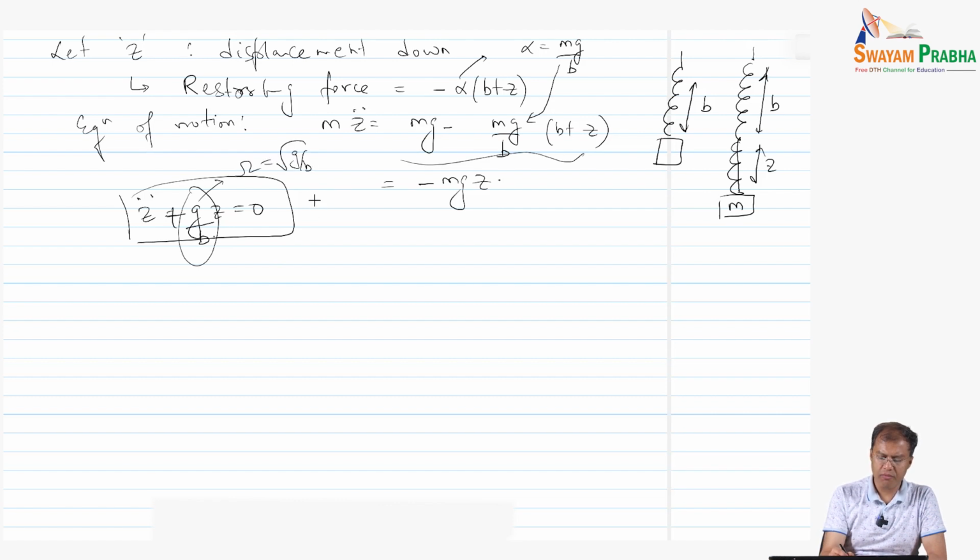g over b, and from here we can quickly find the period of oscillation for the system to be 2 pi by omega. Okay.